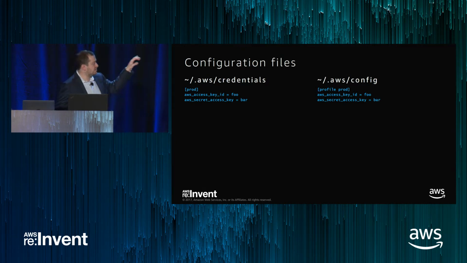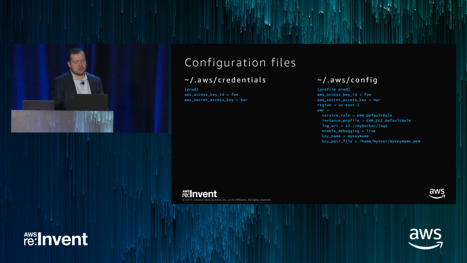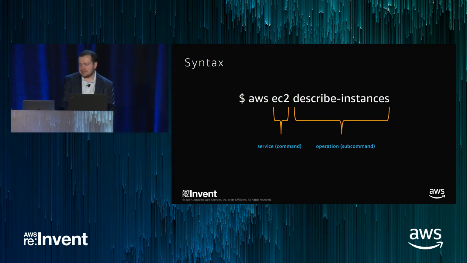So let's see what that looks like. In the credentials file, you just put the name of the profile, so in this case, production. You put your keys. The config file is slightly different. You put profile and then the name of the profile, and then your keys. Then you can do a bunch of other cool stuff in the config file. So you can pick your region. That gets stored in the config file. You can have service-specific parameters. In this case, I'm specifying default roles for my Elastic MapReduce, the logging URI, debugging, my default key name, my key pair. So there's a few other services with specific parameters that you could specify here. And also your output type goes in here. And again, you can have a different set of these for each profile, and I'll show you that in a little bit.